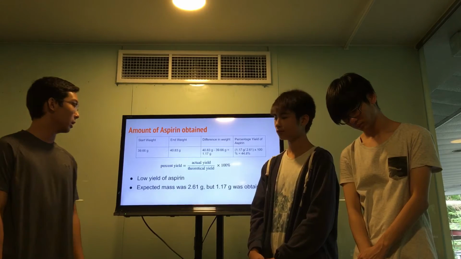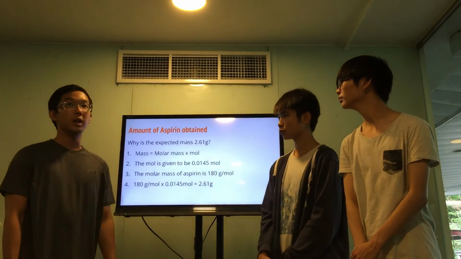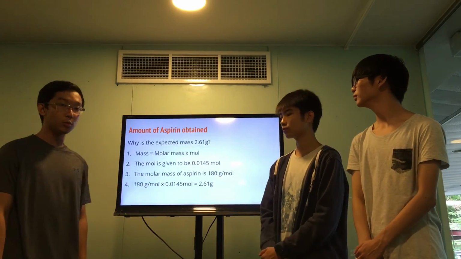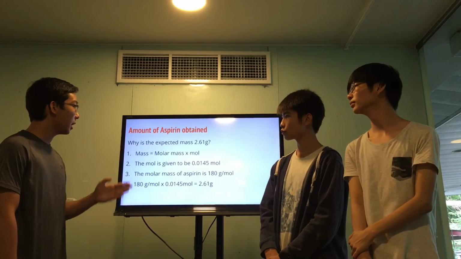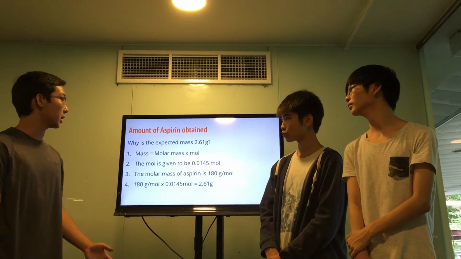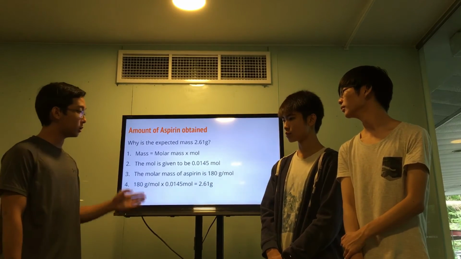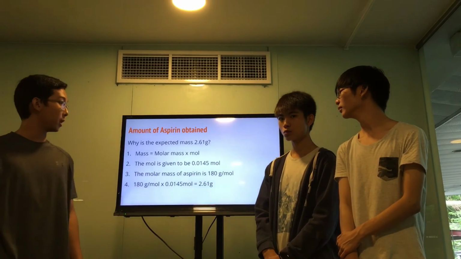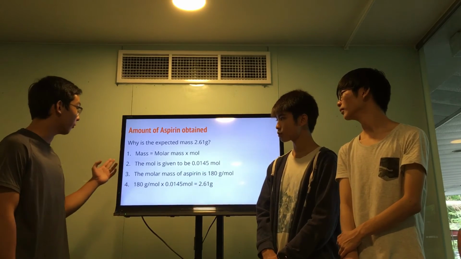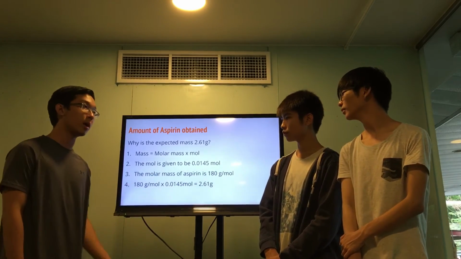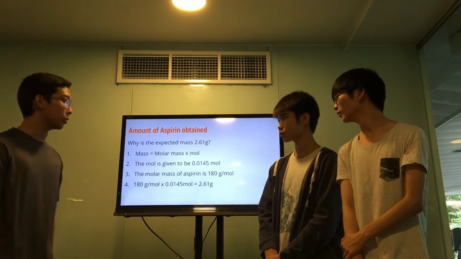grams of aspirin. Okay, so the expected mass is supposed to be 2.61 grams, as this is the formula to calculate the mass, and the mole is given by the lecturer, that is 0.0145 mole, and the molar mass is 180 grams, which can be obtained in the periodic table. So by using the formula, we can find out that the mass we are supposed to get for the aspirin is 2.61 grams.